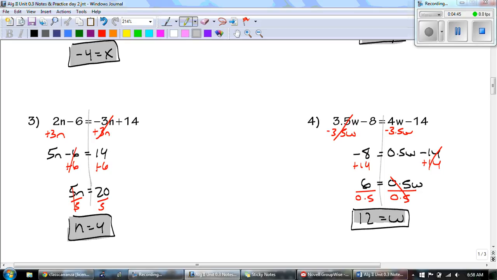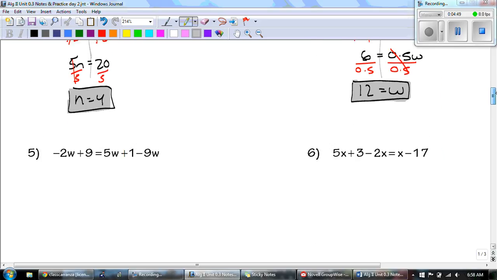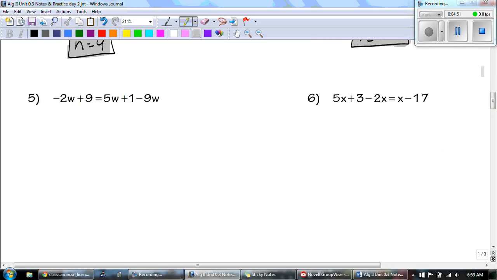So it's not that hard. It's just paying attention to what we have and step by step. All right, so they're going to start throwing some more stuff at us. All right, so for number 5, what we have to do is combine our like terms first. So the negative 2w plus 9 stays the same. 5w minus 9w is a negative 4w plus 1.